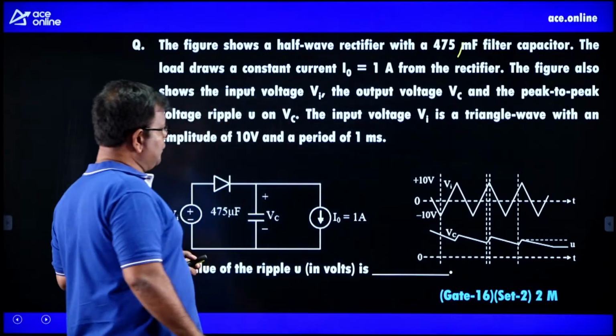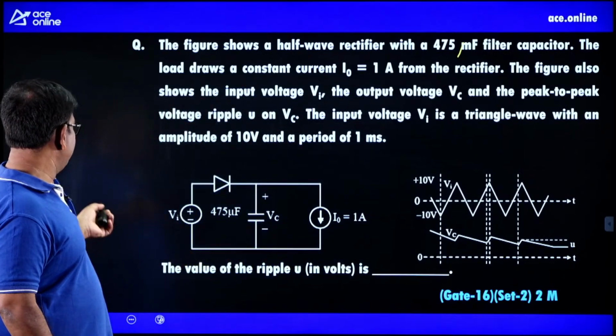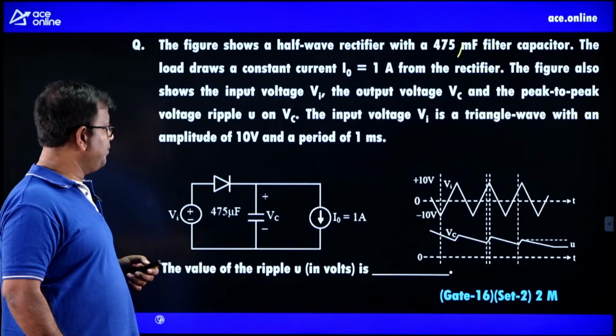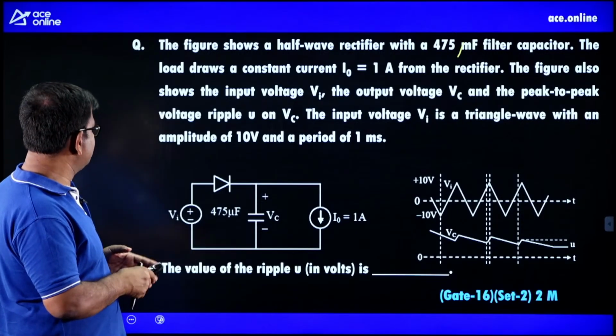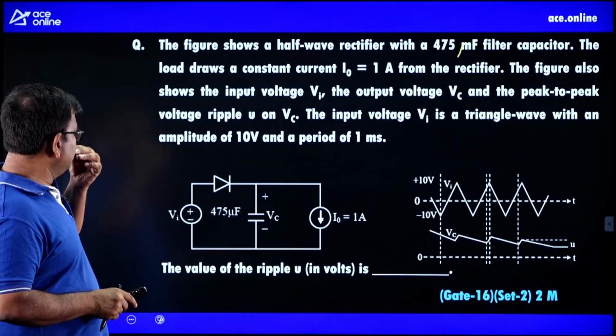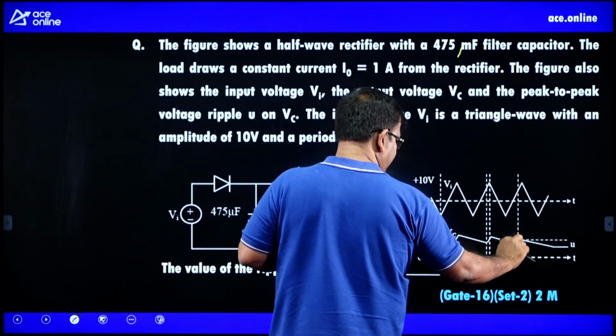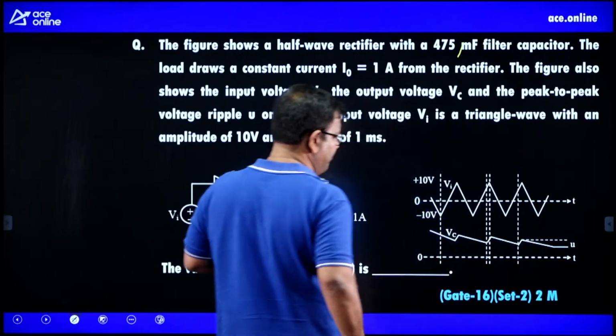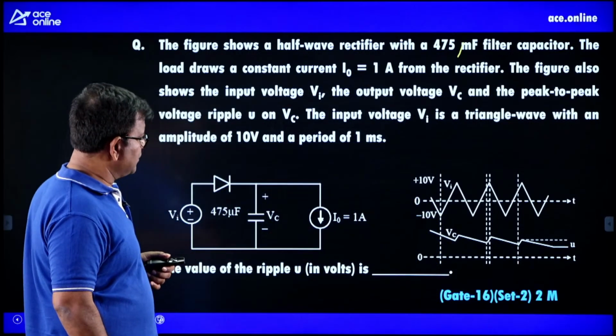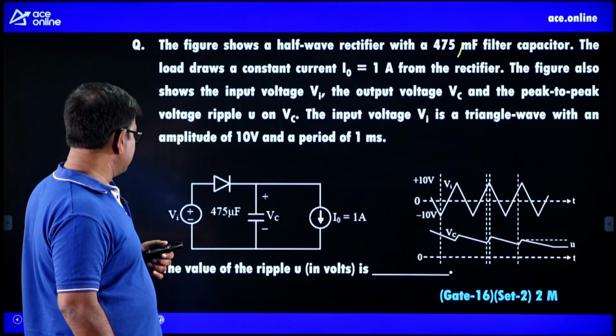So the input voltage Vi is a triangular wave with an amplitude of 10 volts and a period of 1 millisecond. So the huge data is given. Now he wants the ripple voltage here, the small bubble thing here, this ripple, the magnitude of this ripple voltage he wants. Now how do we solve this, right?